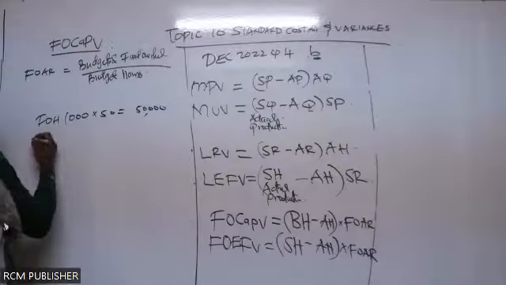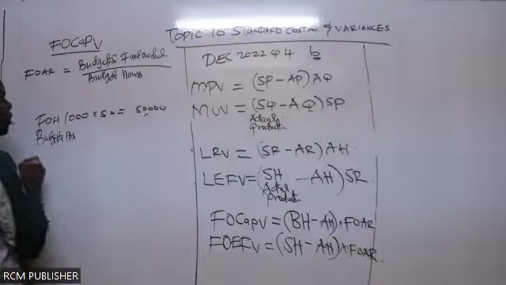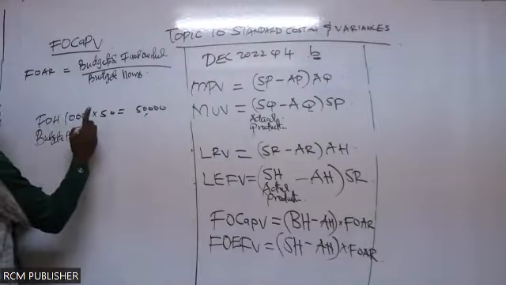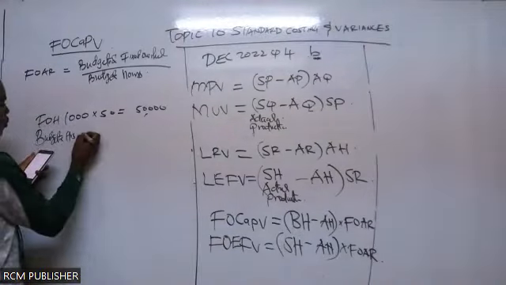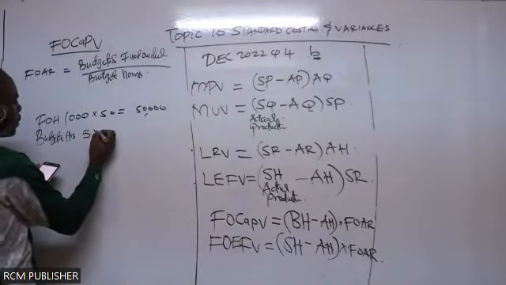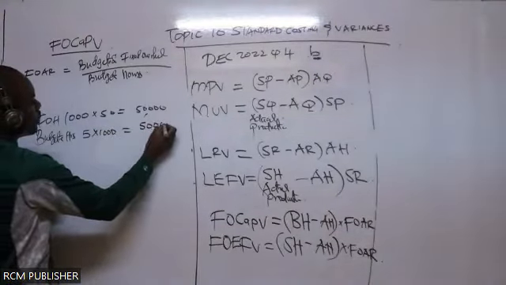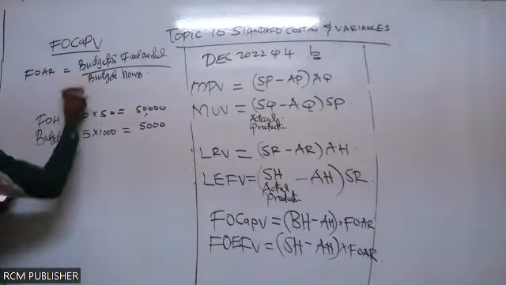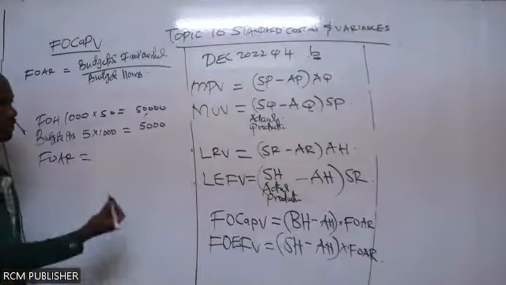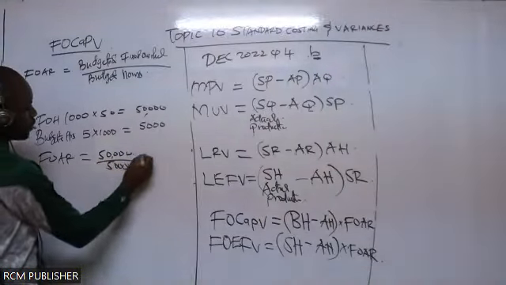Then the activity level, so budgeted hours. How many budgeted hours will we have? Our budgeted hours is hours per unit, which we have seen is 5 hours per unit of tea, but then they are intending to produce how many units? To give us 5,000. Now, if we follow our formula here, the fixed overhead absorption rate, how much is it? 50,000 divided by 5,000, which is going to give us 10.